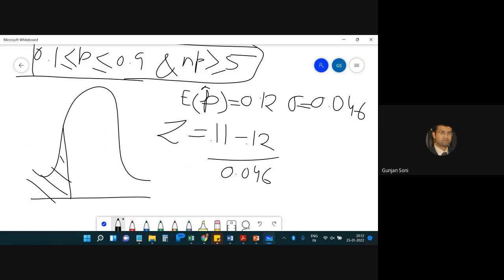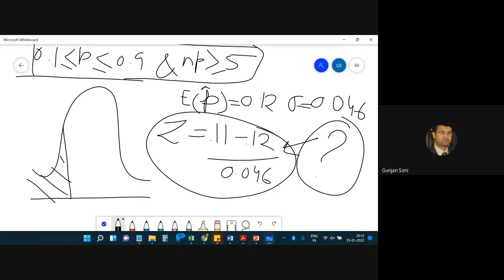Is it correct? Big question mark. Is it correct what I've written? Sir, the sigma value should be 0.046 divided by root n. Is it a sampling distribution? Yeah, it is a sampling distribution. See, it is actually what we have found out, no? We have actually found out root n only.